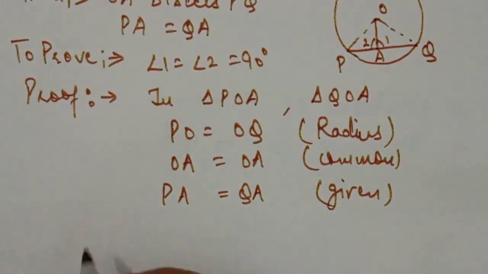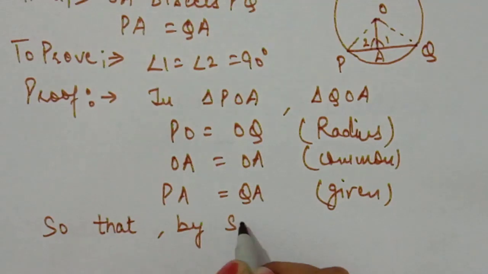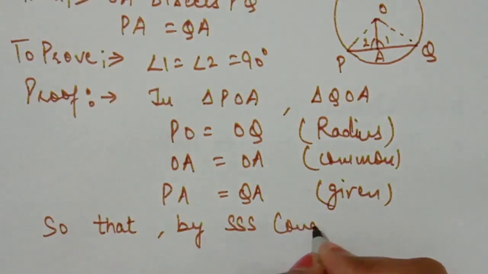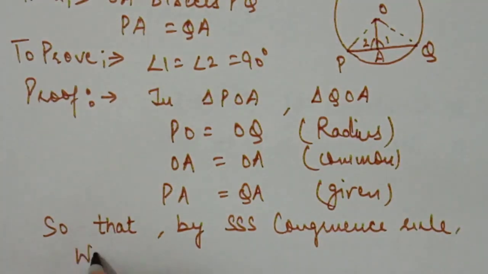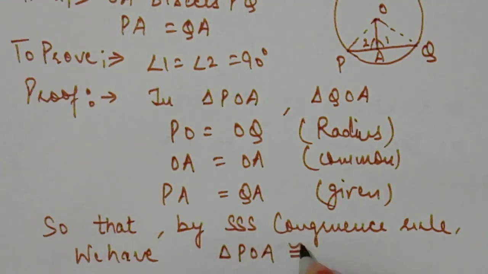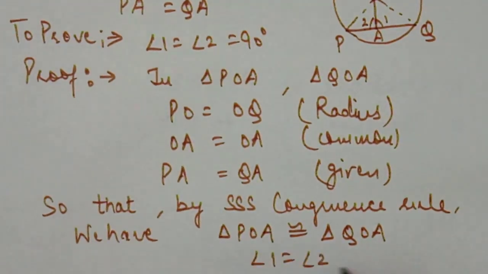So students, by which rule? Think. So by SSS congruence rule, we have triangle POA is congruent to triangle QOA. If these two triangles are congruent, then we can use CPCT, that angle 1 is equal to angle 2 by CPCT. But students, we have to prove that these two angles are also equal to 90 degrees. So how we will prove it?